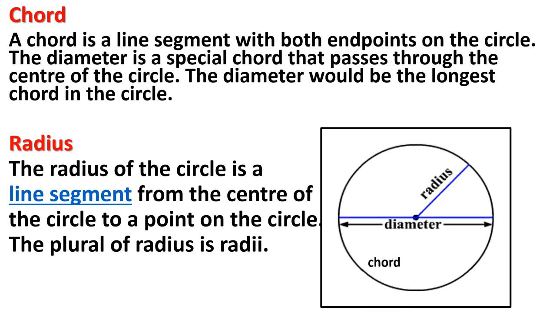Radius, diameter, this I have told you. Now see what is chord. Its two endpoints lie on the circumference of the circle, but it is not passing through the center.